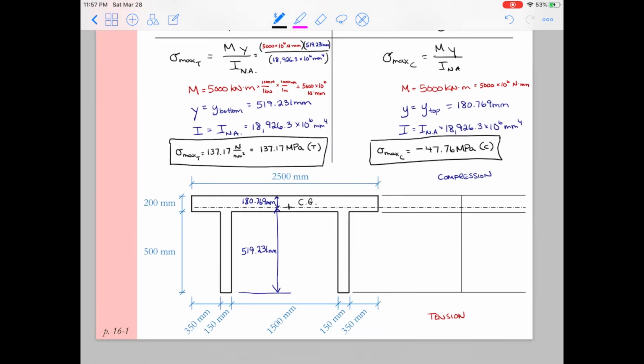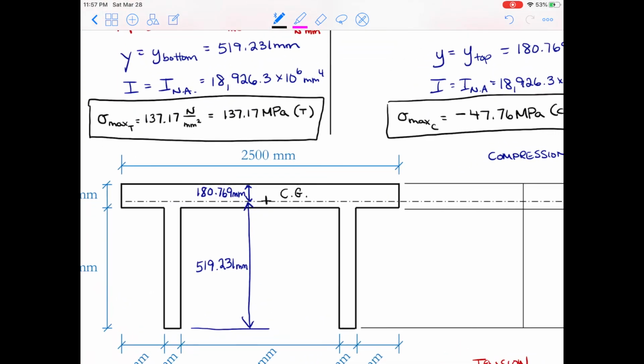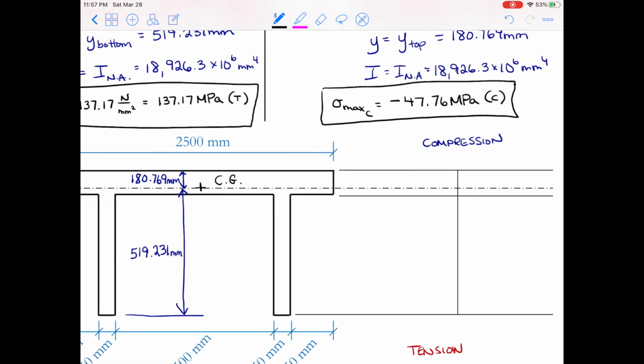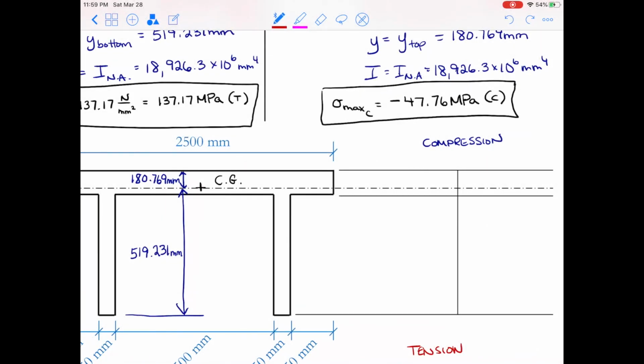Now, some people like to keep formal track of their signs. And so sometimes you'll see that sigma equals negative My over I is the formula, where y is taken positive to the compression face. I find that a little bit confusing. I like to just remember My over I and then change my signs. I can tell if it's in compression or tension based on my moment diagrams.